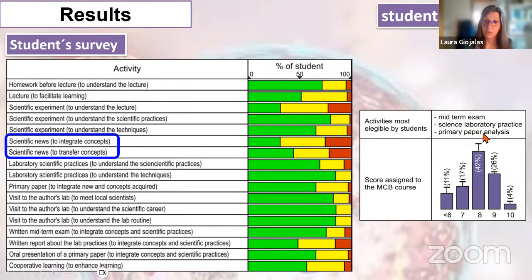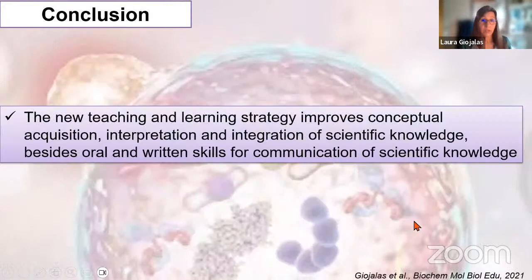Then we ask them to assign a mark to the course, and most of the students give an 8 on a scale from 0 to 10. So the conclusion of our study is that the new teaching and learning strategy improves conceptual acquisition, interpretation, and integration of scientific knowledge, besides oral and written skills for communication of scientific knowledge.